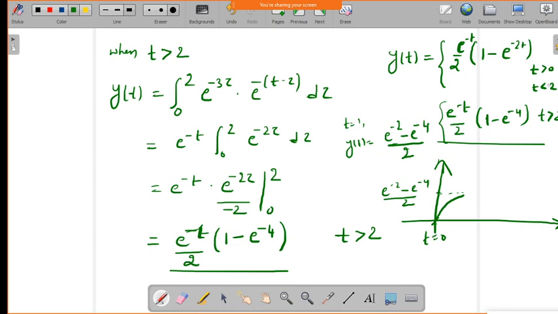And similarly when t equal to 2, since we have taken t less than 2 here, you get e power minus 2 into this value. That will be e power minus 2 minus e power minus 6. So somewhere here it will have the value e power minus 2 minus e power minus 6 divided by 2, and later it will go on decaying after t greater than 2. So this is what your output signal will look like.